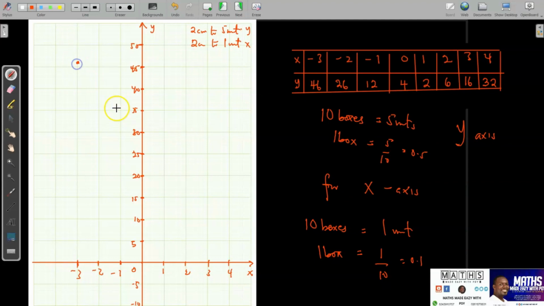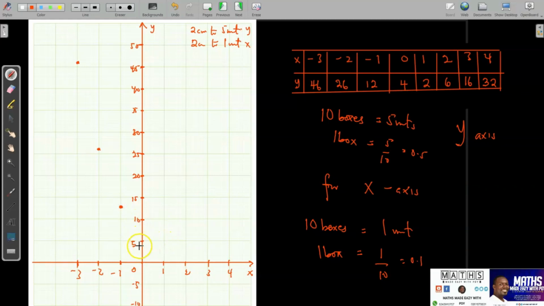So you put asterisk there. That's 46. Then -2 and 26. -2, 26. That will be 2 boxes up of 25. So that one to be somewhere here. -1, 12. So -1, 12, -1 and 12. 12 will be 4 boxes away from 10. So 1, 2, 3, 4, which will be somewhere here. Let me put it here.